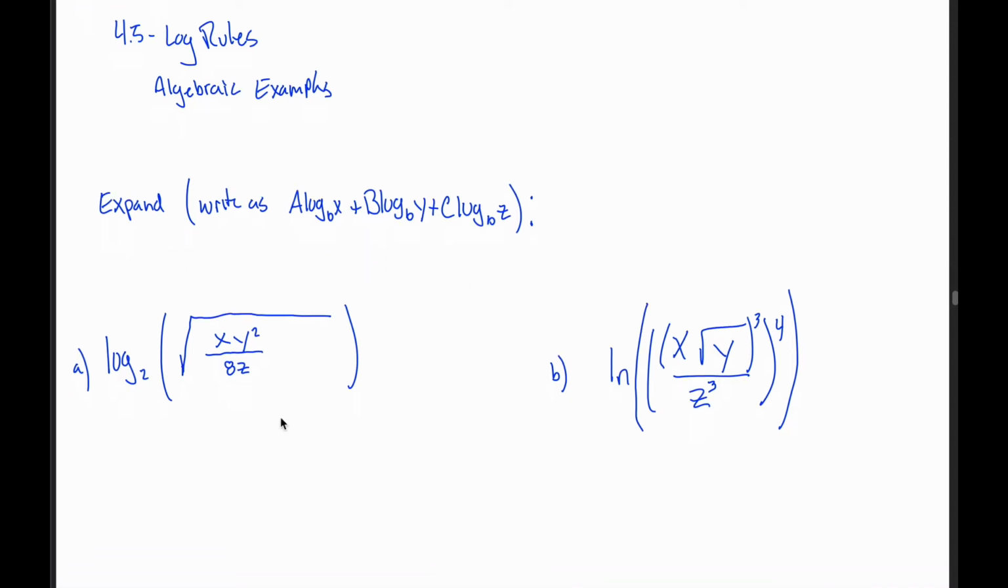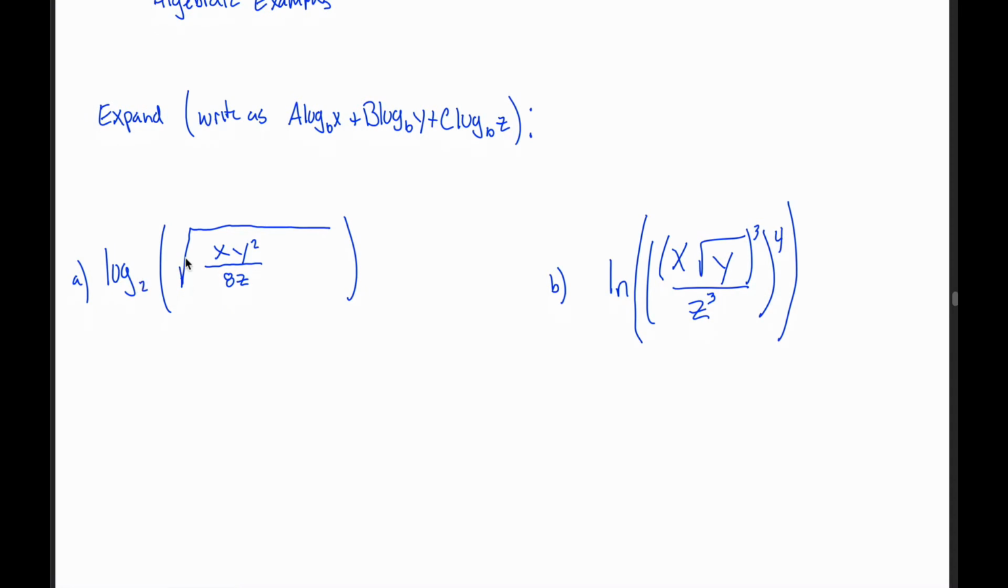So for this first one, we start out with the log base 2 of the square root of xy squared over 8z. And what you'll see is there's lots of different ways to deal with these. If it were me, I think what I would see is I'm taking the square root of all of this stuff, so I can think about all this stuff being raised up to the 1/2 power. And when I have the log of something, in this case xy squared over 8z, raised up to a power, I could take that power down in front of the log. So I can call this 1/2 times the log base 2 of xy squared over 8z.